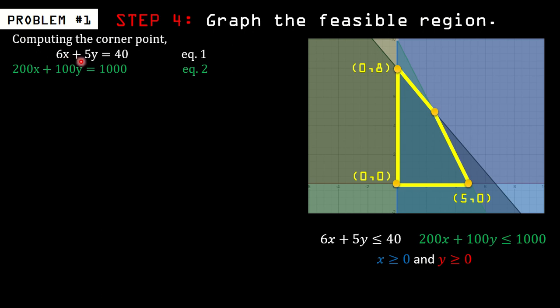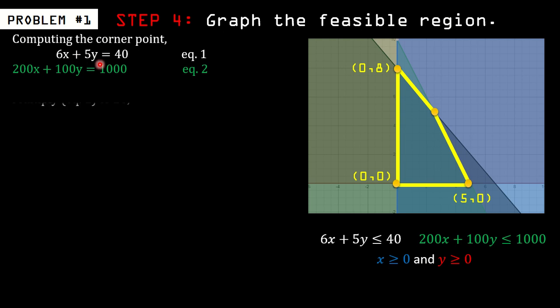So we need to have a numerical value that is the same for x or for y. Let's say we want to eliminate y. Since we have 100y here and 5y here, think of a number that you will multiply to 5 that will give you 100. That is 20. So let's say we multiply 20 to equation 1.